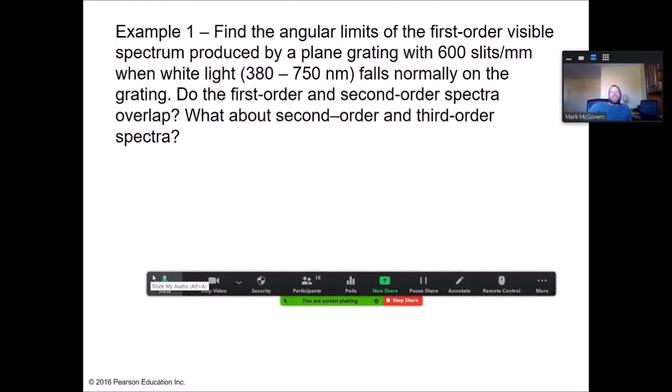All right, first example here. We want to find the angular limits of the first order visual wavelength spectrum produced by a grating with 600 slits per millimeter when white light falls upon the grating. So the idea here is we have a range of wavelengths.